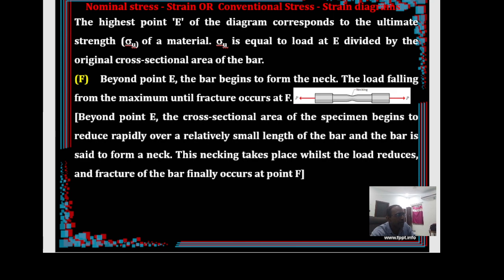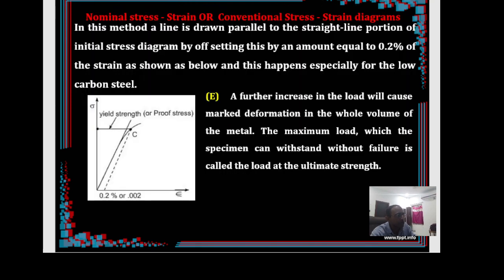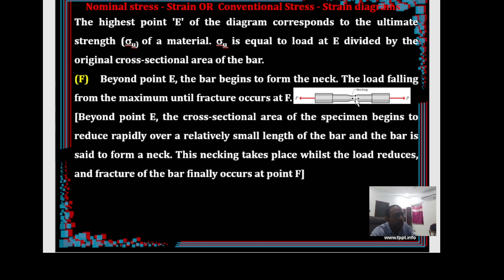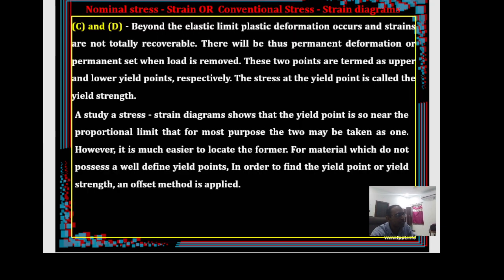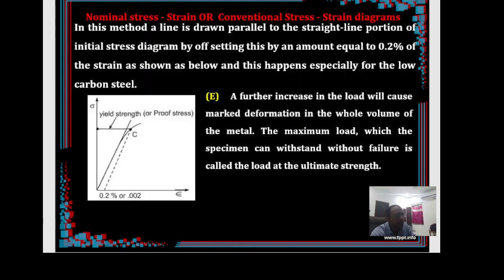Here there is one particular observation we can make. The highest point on the diagram corresponds to the ultimate strength of the material. As you see, the highest point is F. Calling it E is actually a typographical error.